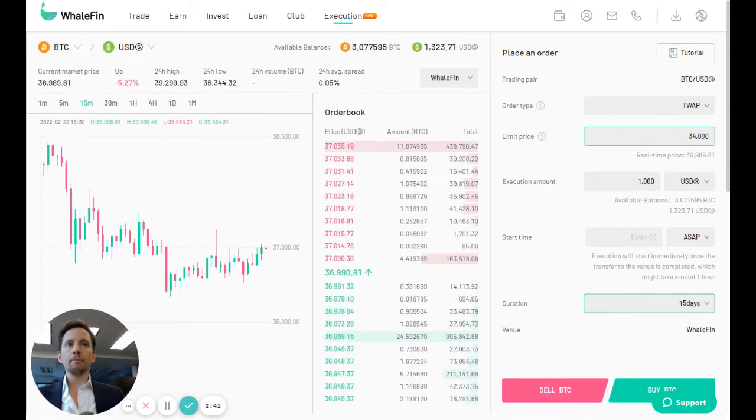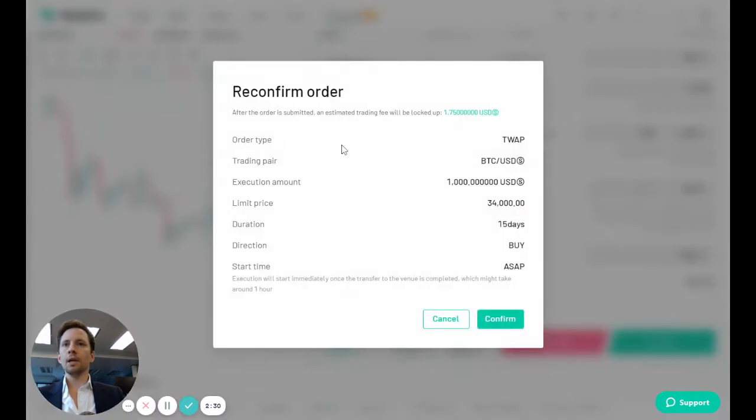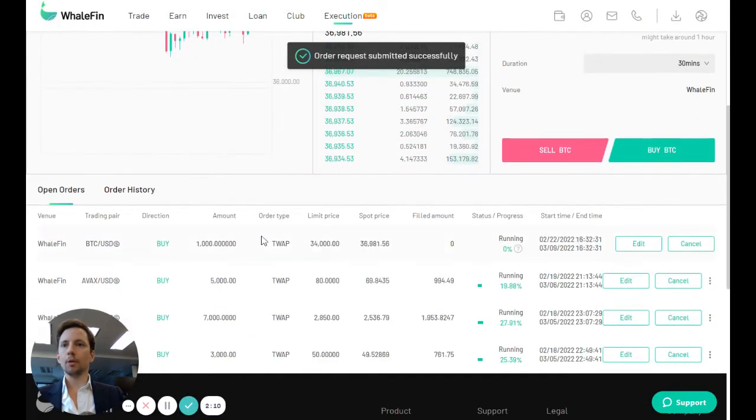What that tells you is you're going to be buying Bitcoin or $1,000 worth of Bitcoin over 15 days, as soon, if you've chosen to use a limit price, as soon as the price dipped below 34,000. And actually, if you click buy, you have a chance to reconfirm the order and see those details. So the order type, the assets, the capital, the amount, the limit price, if you've chosen to use to, you definitely don't have to, the duration, the direction, and then the start time.